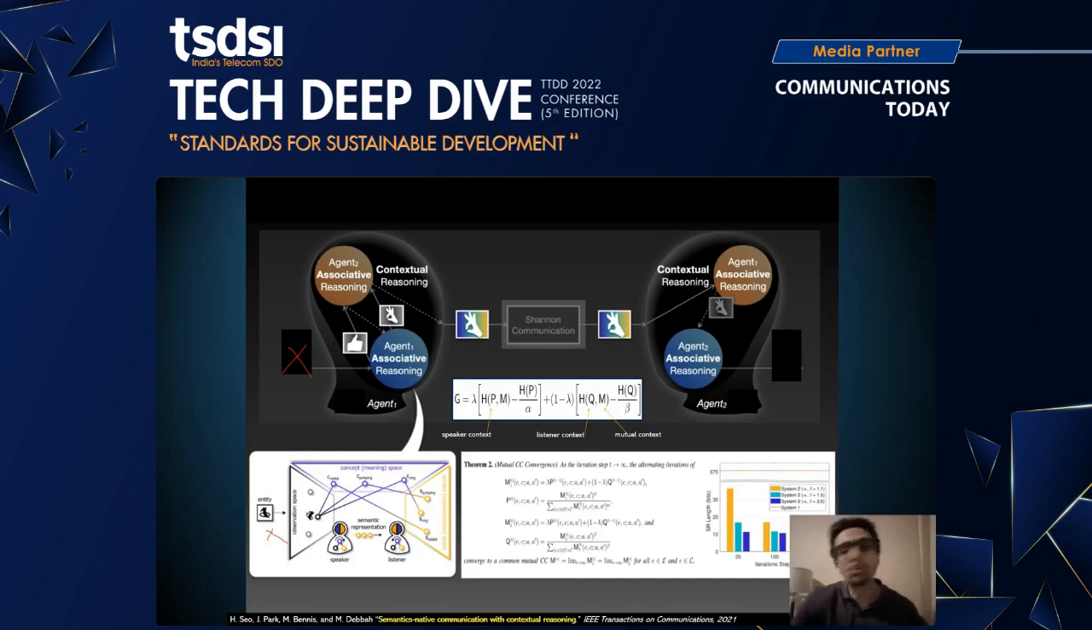Mathematically, this can also be formulated. This is a loss function of the learning. This is a joint entropy of the speaker's context. This is the mutual context where they want to converge to. This is the entropy of P, and likewise for the listener. So you can show that this algorithm does converge over time to an optimal solution.